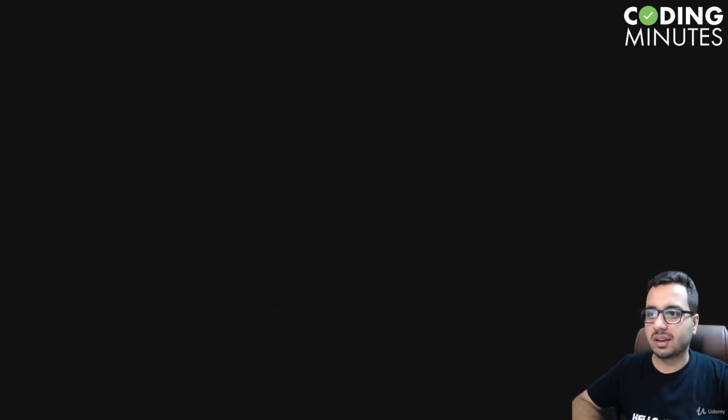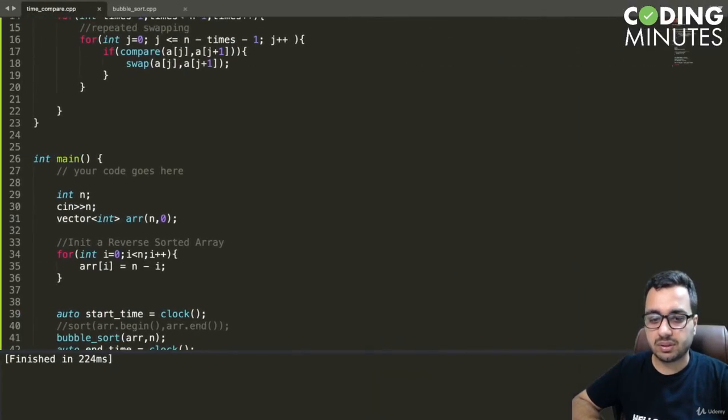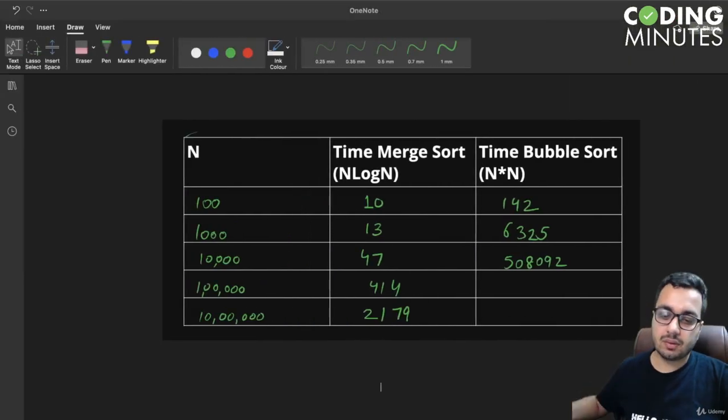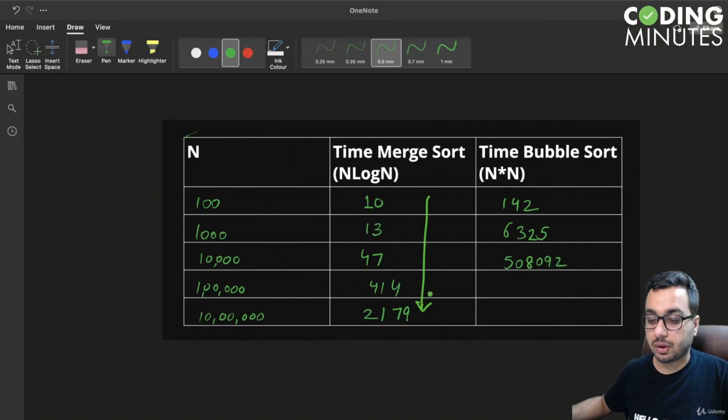I hope now you understood why and how the complexity of the merge sort algorithm is n log n, and it is much faster than what we have seen for bubble sort. So this is n log n complexity. Roughly it's linear because the log n factor is very small, so it grows roughly linearly with time. You can see that with every increment in the number of digits of n, we have one more digit added in the time, so roughly it's close to linear.